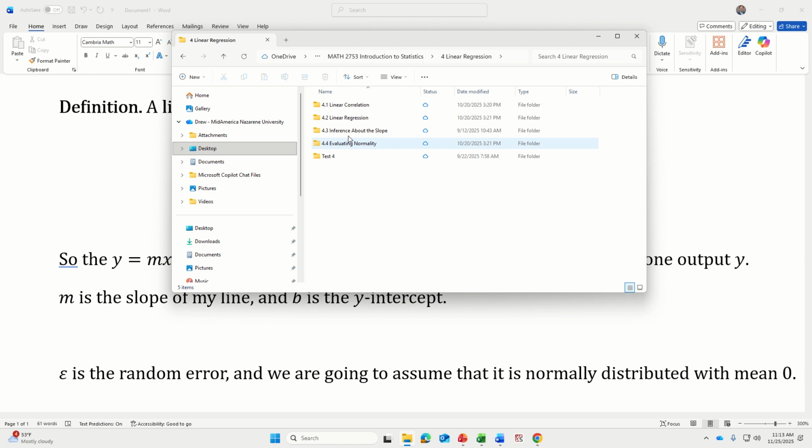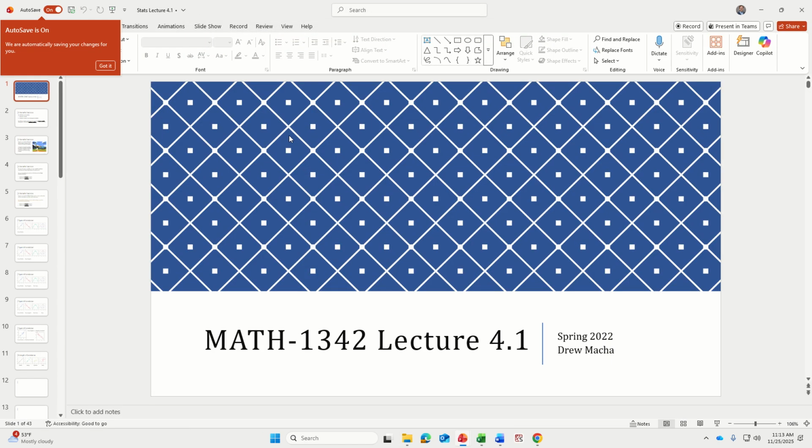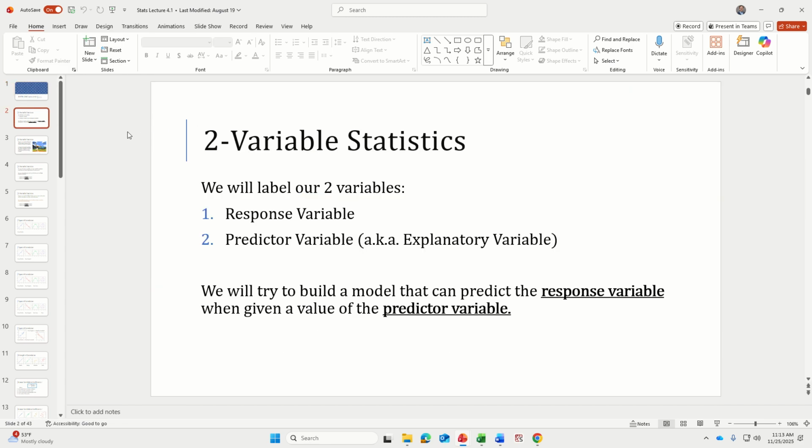Okay, so that kind of sets up the idea, what are we doing with regression? I'll see how much of these old PowerPoints I can get through.